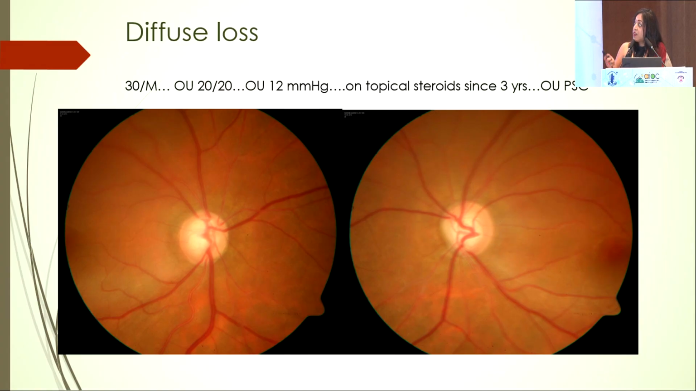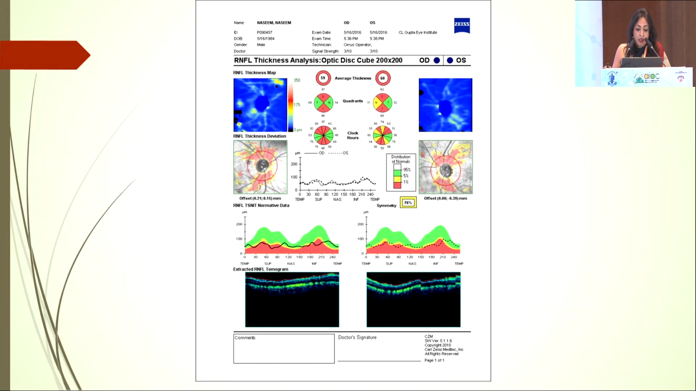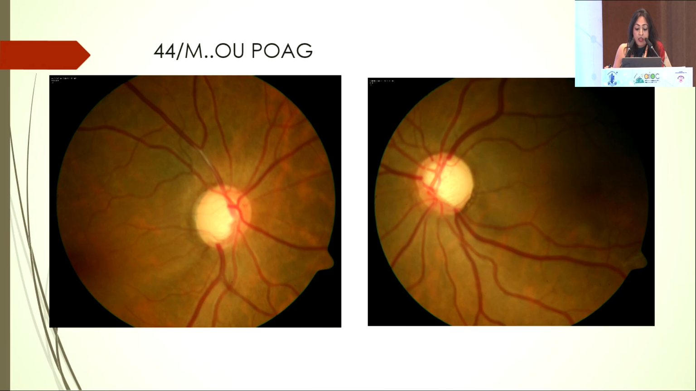Okay, so this was a case of a 30-year-old male. Pressures were 12, vision was absolutely okay, but he has been on steroids on and off since many years. There was a PSC both eyes, and this is how it looked. A very diffuse sort of RNFL defect. This was the OCT scan. 44-year-old male, primary open-angle glaucoma. Again, there was also a hole-in-horse plaque here. You can actually visualize the defects very nicely.